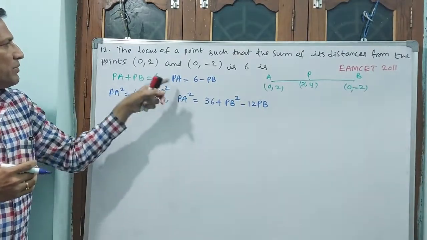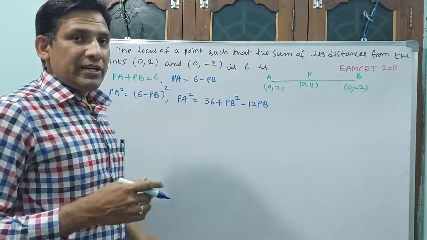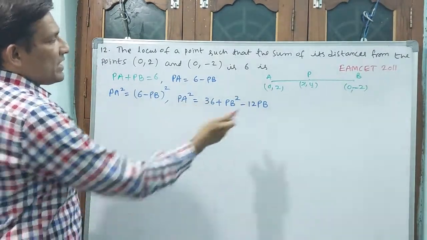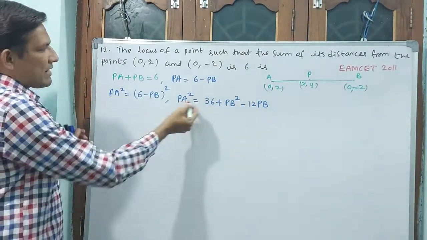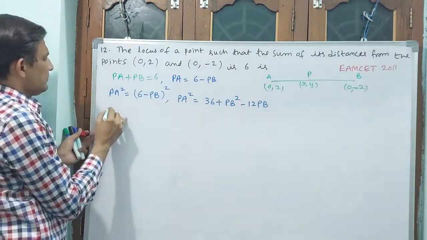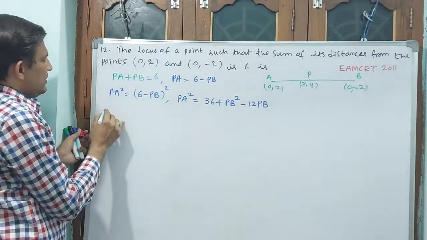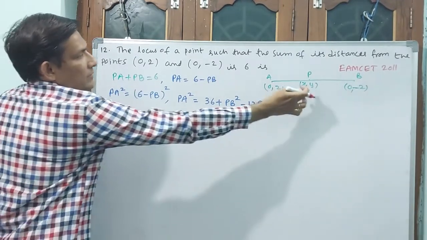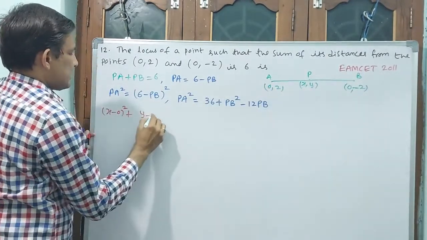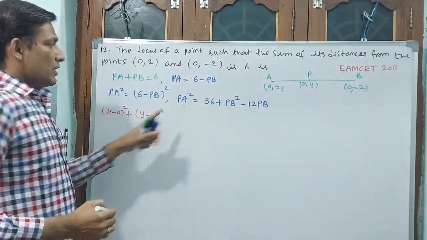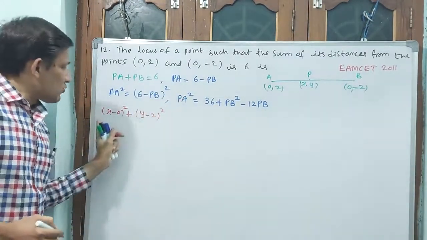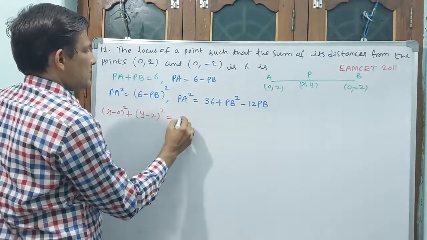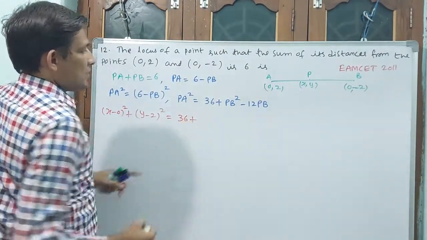PA square, PB square. PA square means what? See, now you need not keep any square root. Why? Because already we are doing a square. But PB we will keep like that only. See what I am writing. PA square is equal to X minus 0 whole square plus Y minus 2 whole square. This is PA square. PA means root we have to keep, but here square is there, root we do not keep. That is equal to 36 plus PB square.